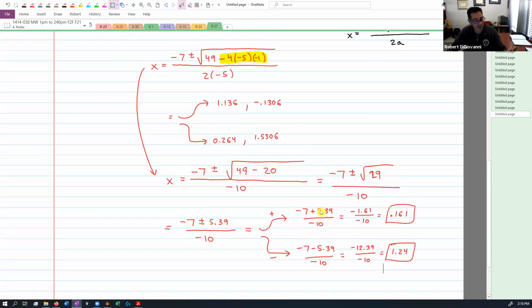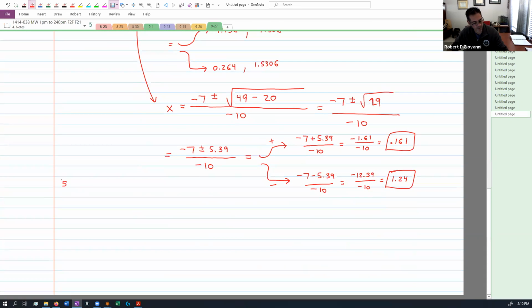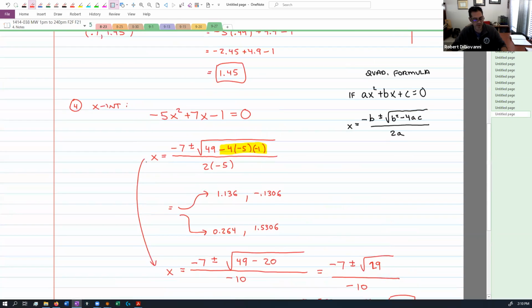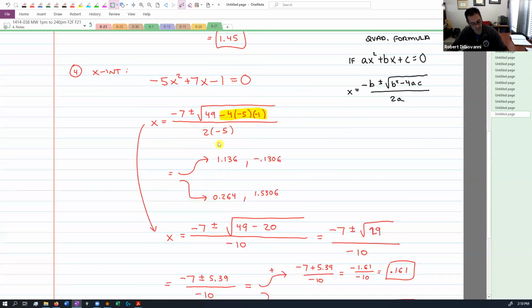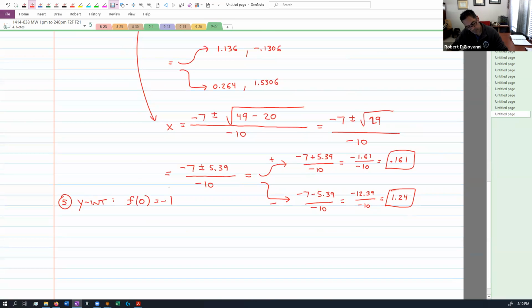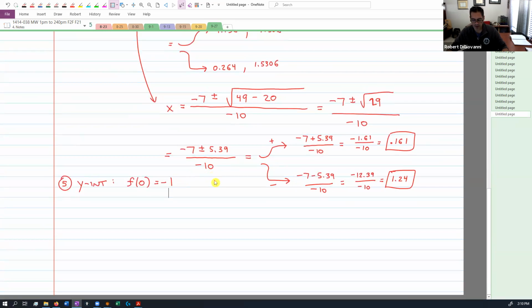All right, Y-intercept is next. So for 5, the Y-intercept, all we do is plug 0 into the function. That should be easy because it's a standard form. So when you plug in 0 here, you just get -1. And so I'm ready to graph.